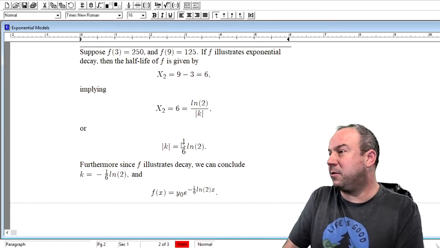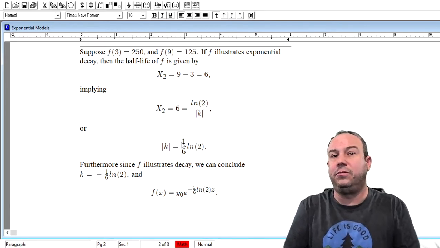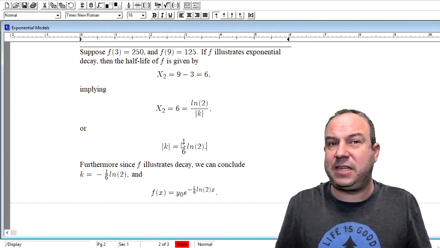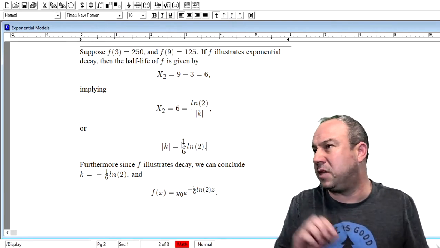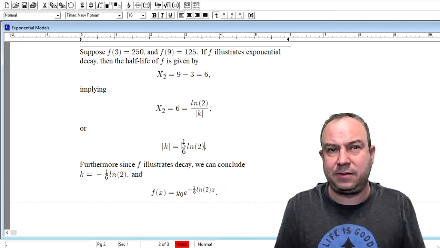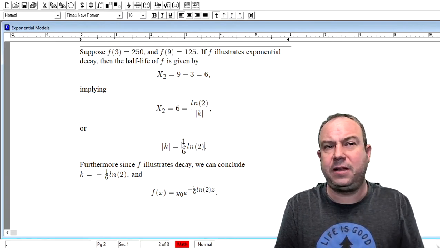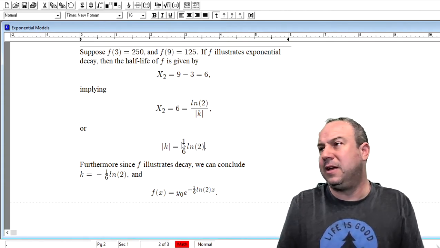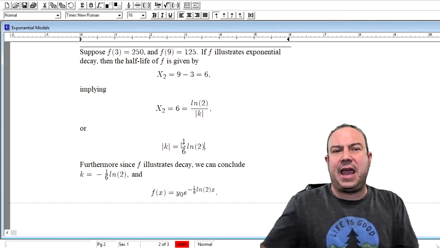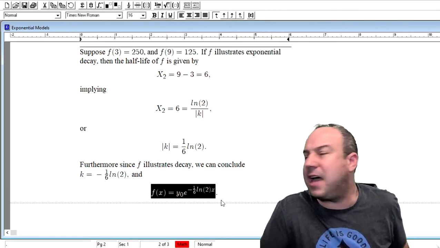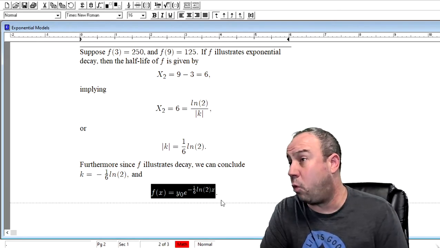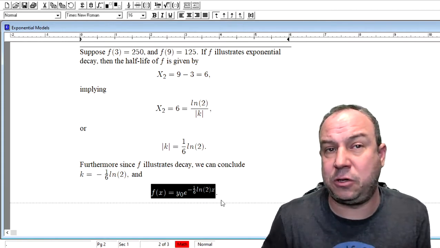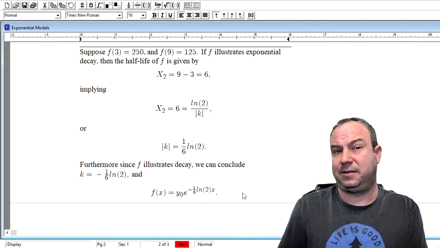It's going to be equal to plus or minus 1/6 the ln of 2. Right? And furthermore, since f illustrates decay, we can conclude k must be equal to that negative 1/6 quantity. Right? Negative 1/6 the ln of 2. And thus, when we think about our function, f of x must be equal to y null times e to the negative 1/6 the ln of 2 times x.